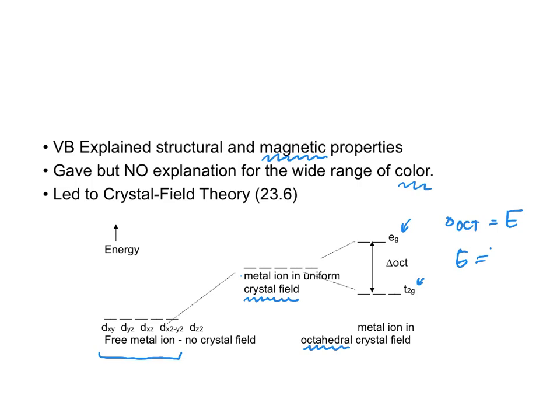delta oct is equal to E, E is equal to h nu, E is equal to hc over wavelength. Now I have a way to talk about color, think back to the color wheel, by considering what is the splitting between those 2 energy levels. More in the next section.